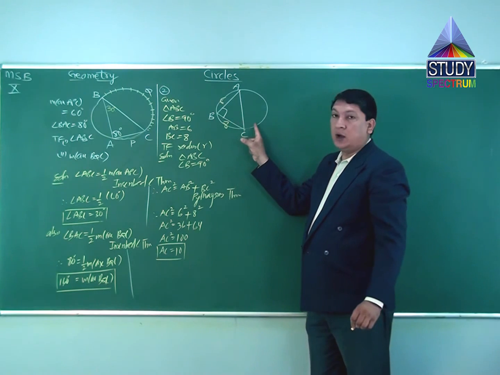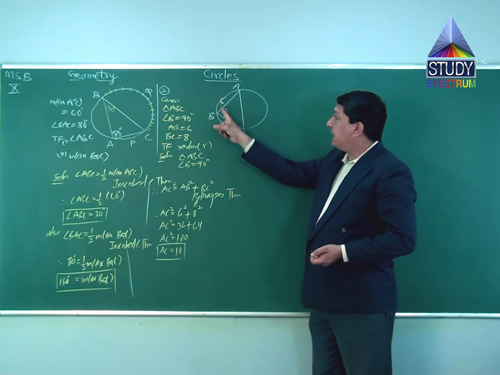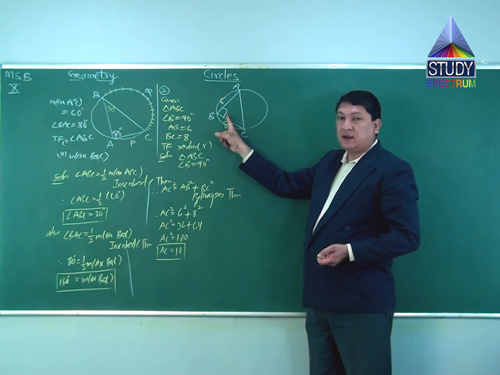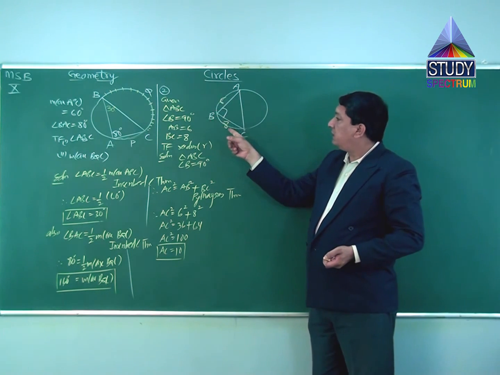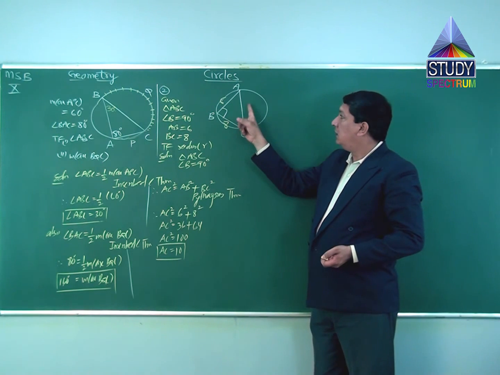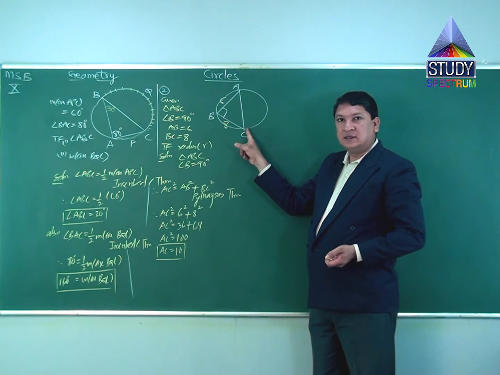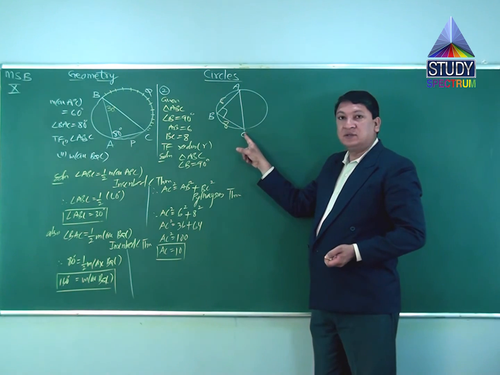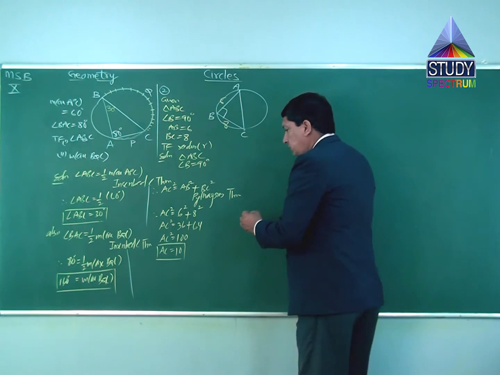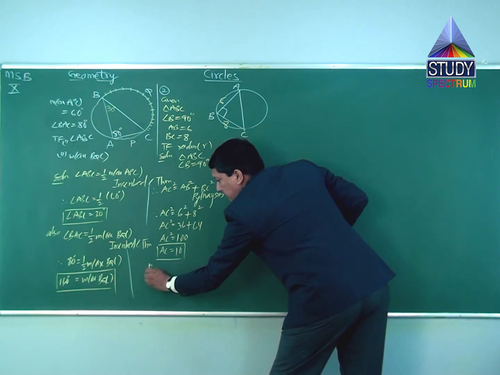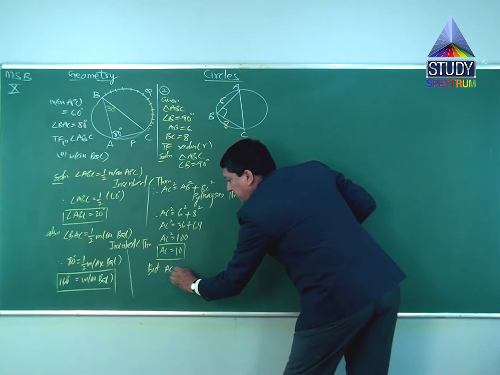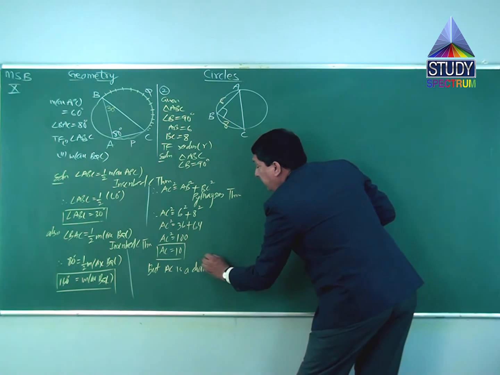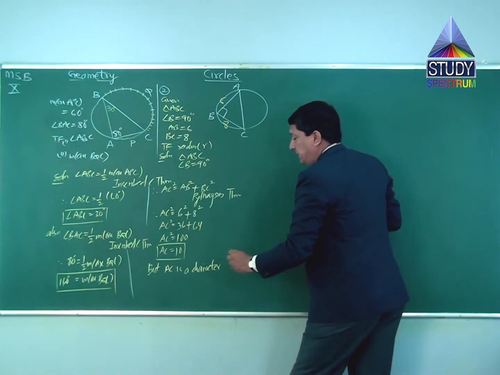The point which you need to note now: this angle is 90 degrees. This angle is formed on a circle. This arc becomes a semicircle. Arc ABC becomes a semicircle. Therefore AC becomes a diameter. But AC is a diameter. Why is it a diameter? Because arc ABC is a semicircle.